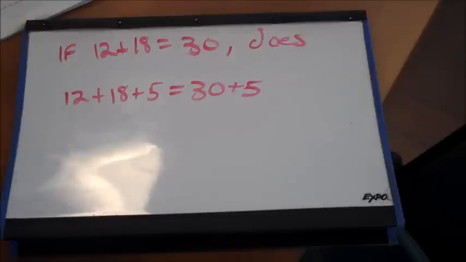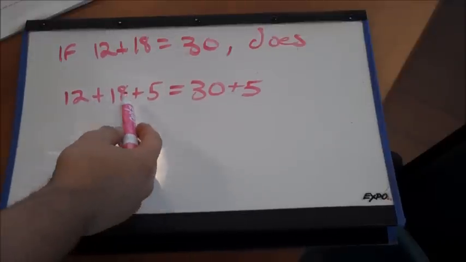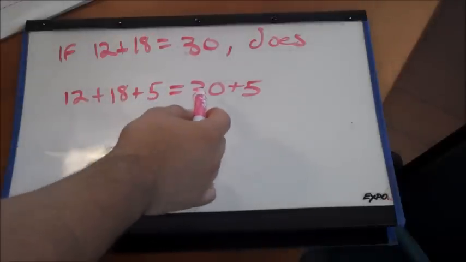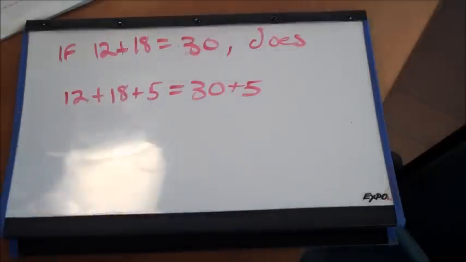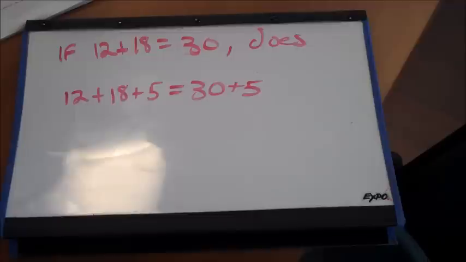All right, now we're in guided practice, and what I would like for you to do is go ahead and copy this problem down. I'm going to give you a few seconds here to do it. It says, if 12 plus 18 equals 30, which it does, does 12 plus 18 plus 5 equal 30 plus 5? So go ahead and get that copied down.